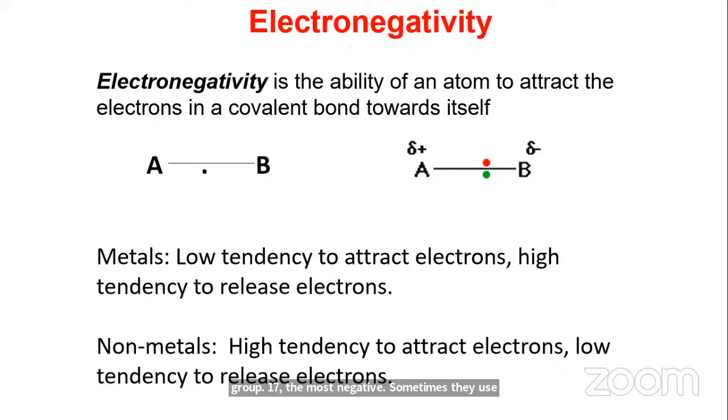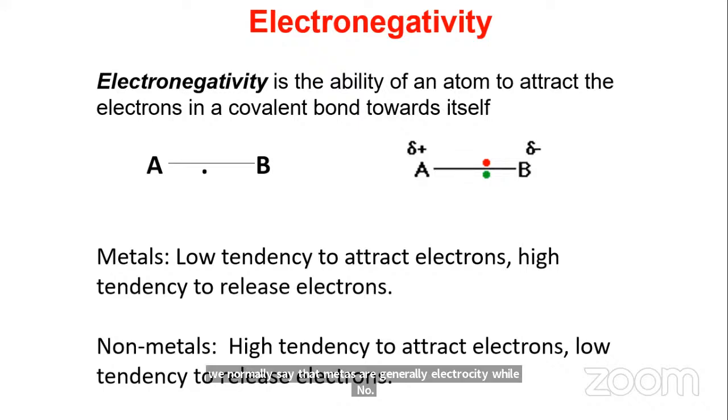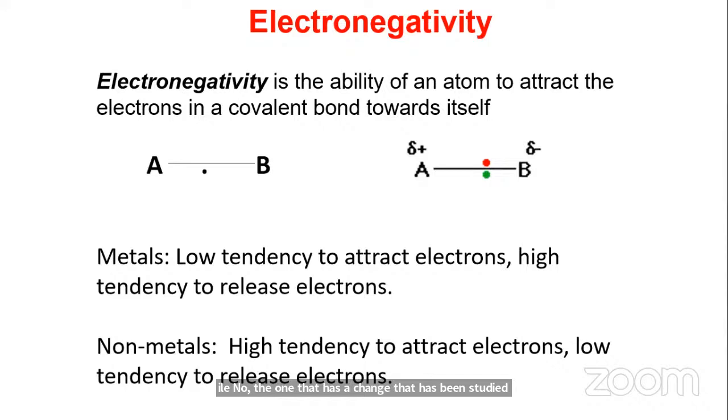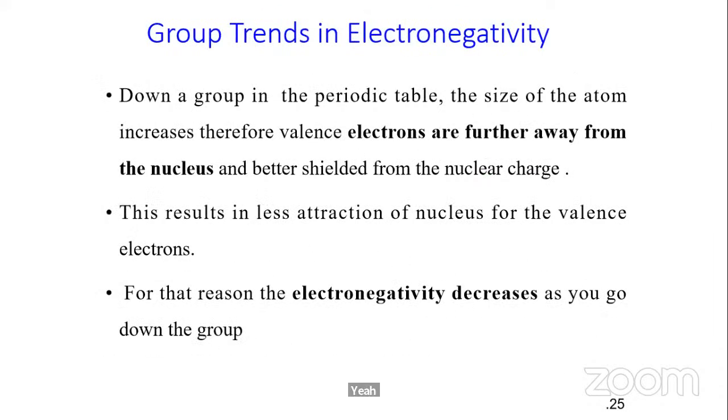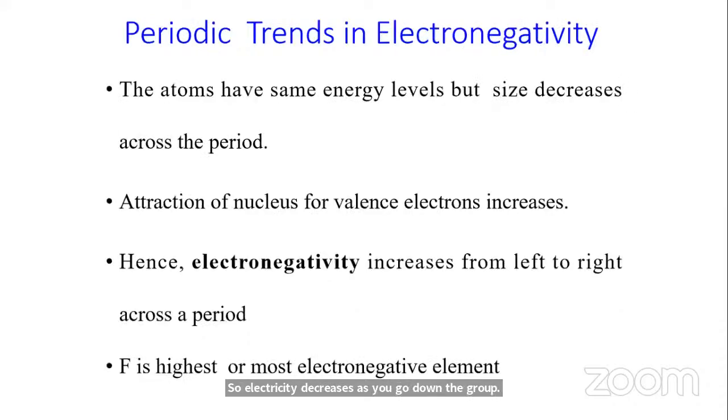Sometimes they use the term electropositivity. Even though it doesn't have a real definition, it is just used as an opposite of electronegativity. So we normally say that metals are generally electropositive, while non-metals are electronegative. But the one that has a trend that has been studied very well is the electronegativity. So we talk about electronegativity, the ability to pull electrons to itself. So electronegativity decreases as you go down the group, and it increases as you go across the period.